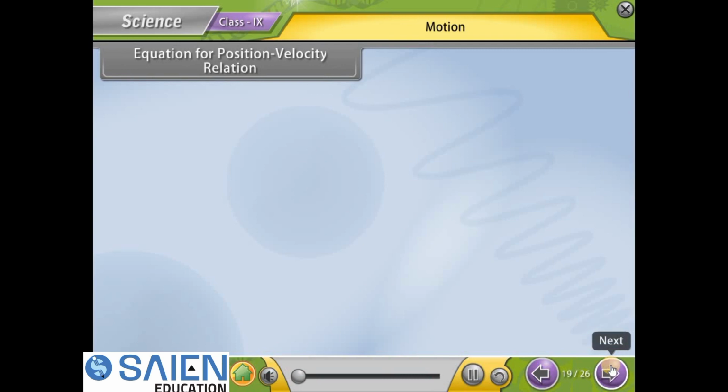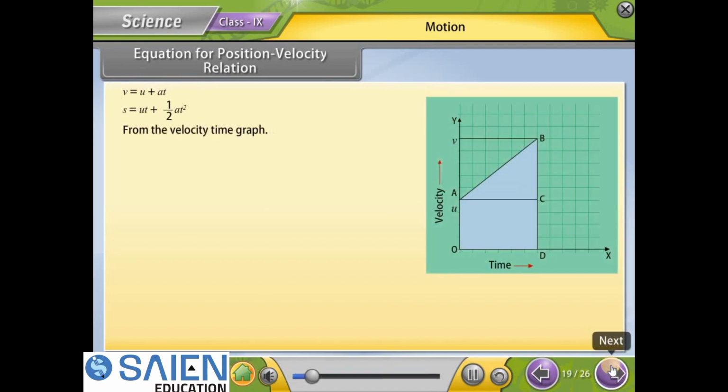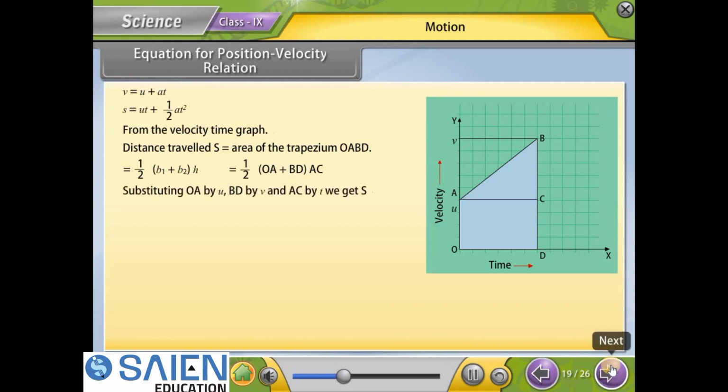Equation for position-velocity relation. The third equation will be obtained from these two equations. From the velocity-time graph, distance traveled s is equal to area of the trapezium OABD. This is 1 upon 2 into (B1 plus B2) whole into h, which is equal to 1 upon 2 into (OA plus BD) whole into AC. Substituting OA by U, BD by V and AC by T, we get s is equal to 1 upon 2 into (U plus V) whole into T, equation 1.